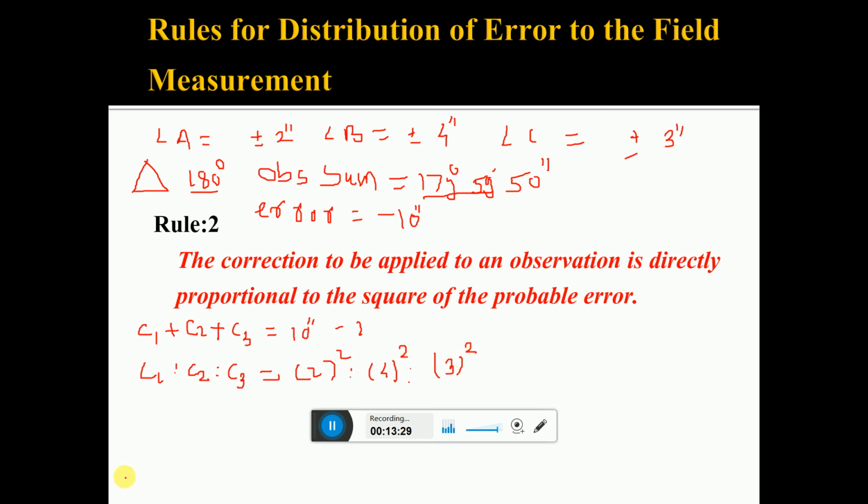Likewise, as in the previous case, express the value of C2 in terms of C1, and express the value of C3 in terms of C1. After getting the value of C1, substitute the values to get C2 and C3, and substitute the values in this equation and find out the corrections C1, C2 and C3. So remember these two rules.